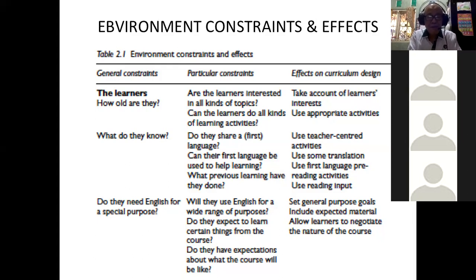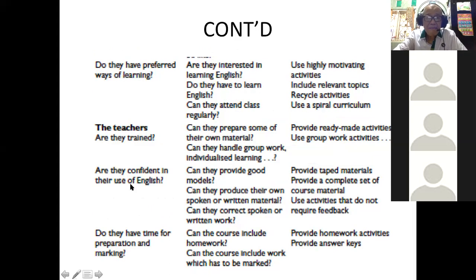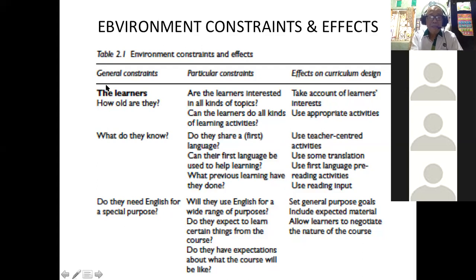Now you are going to develop the curriculum for them, and you try to first analyze this. Okay. There are 4 areas in the learners that you have to consider. The first one is the age. The second one is their ability, what they already know. The third one, why do they need English? And the fourth one is, do they have preferred ways of learning? So consider these 4 aspects of the learners, and then find out the constraint in each.